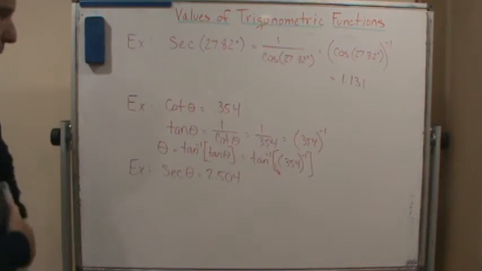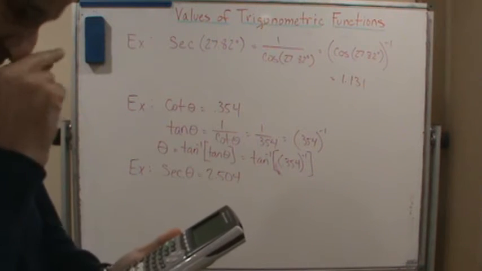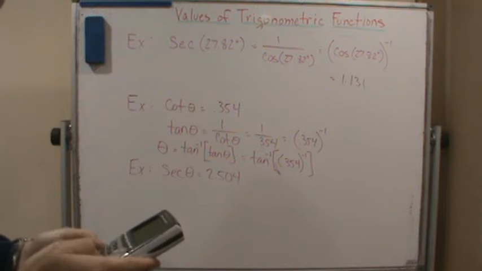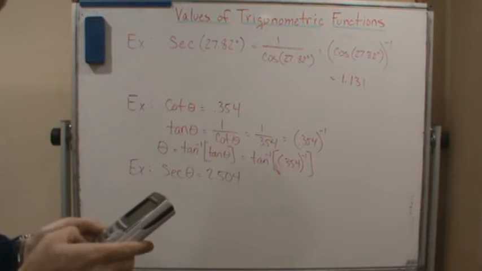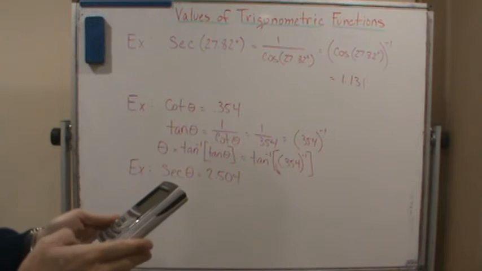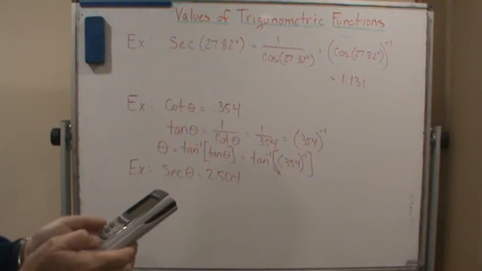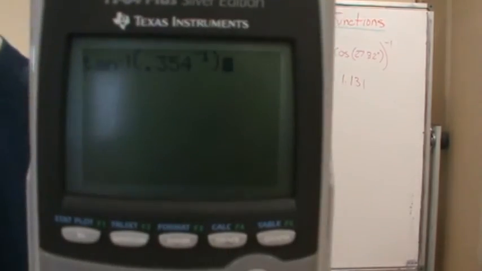Okay, so now let's do that. So I'm going to do inverse tangent of 0.354. And then I'm going to take the inverse of that. And so now this is what I have in my calculator.